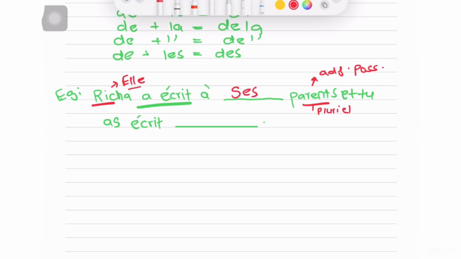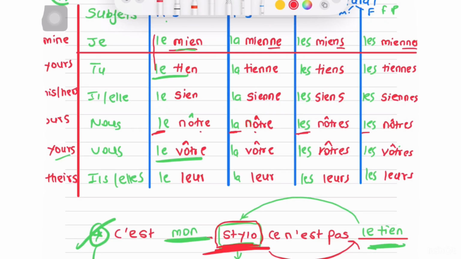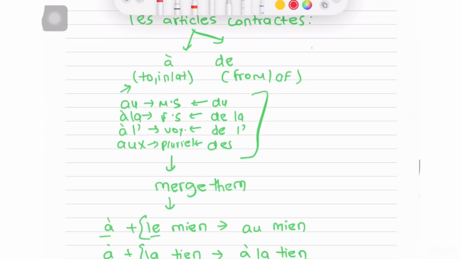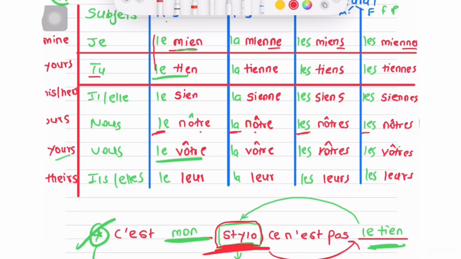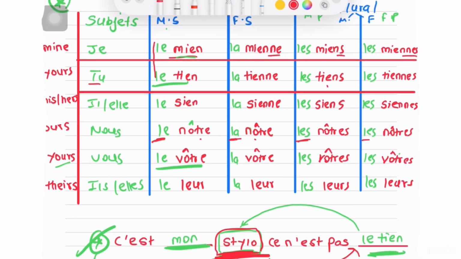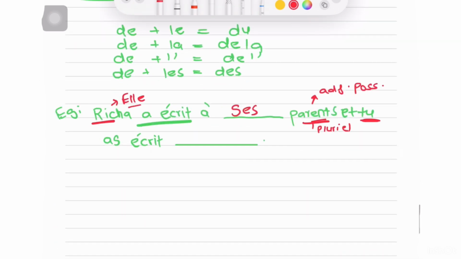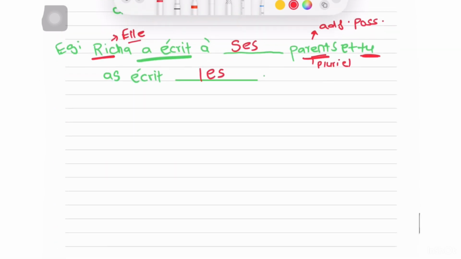Et tu as écrit. Now here it will be. Still we're talking about parents. So tu, it has to be any of these four. Right? Because we're talking about tu. Now parents are plural. So it can either be les tiens or les tiennes. Now parents are masculine. Okay, ils, that is they. So with ils we write les tiens. So it becomes les tiens.